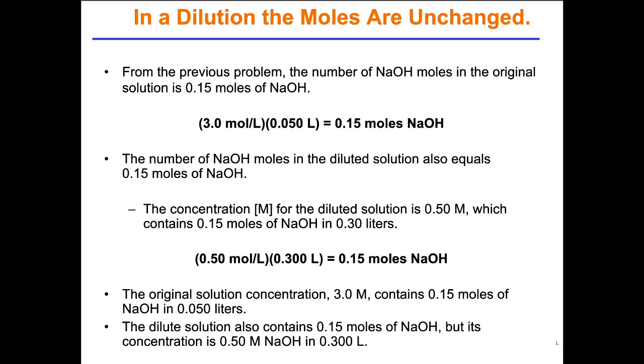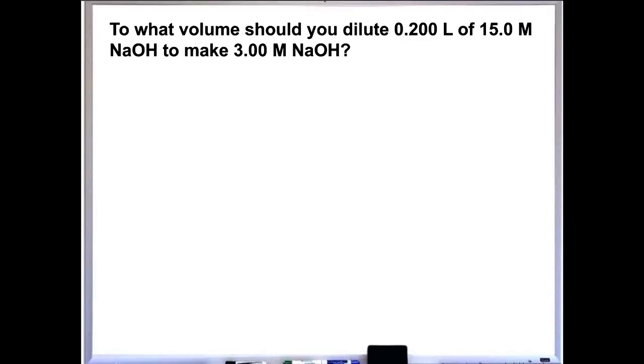Okay, so the original solution concentration, 3 molarity, contains 0.15 moles of sodium hydroxide in 0.05 liters, but the dilute solution also contains 0.15 moles of sodium hydroxide, but its concentration is different, so it's 0.5 molarity, and it's in 0.3 liters. Okay, so I had a much smaller volume here, but a much bigger concentration, and here I have a smaller concentration and a much bigger volume. So roughly, what is that, 6 times as big? Yeah, so 6 times as much solution, but roughly 1/6 of the molarity. Okay, so that's how that works. So the number of moles doesn't change, just the concentration.